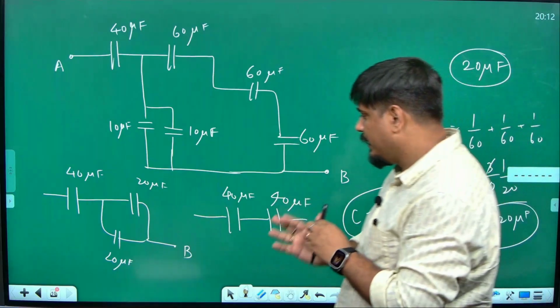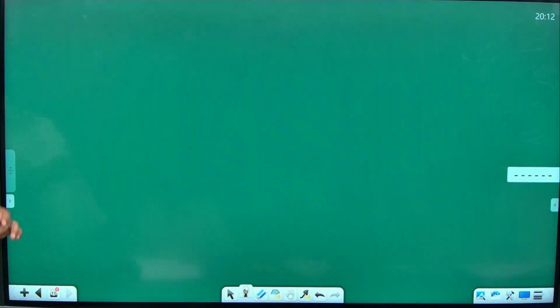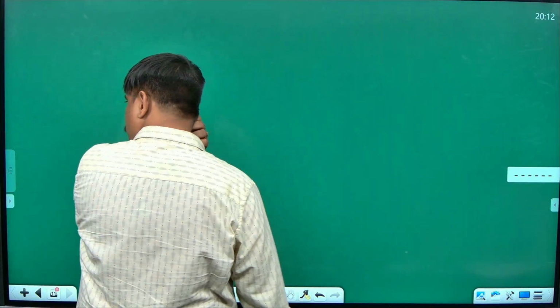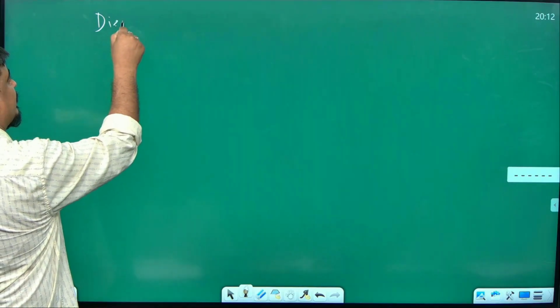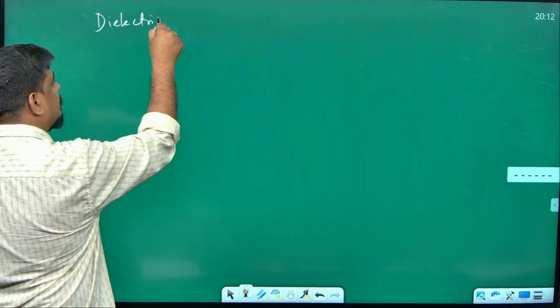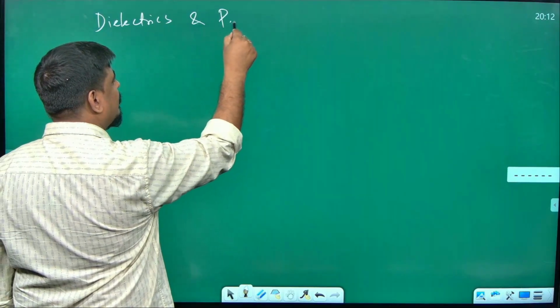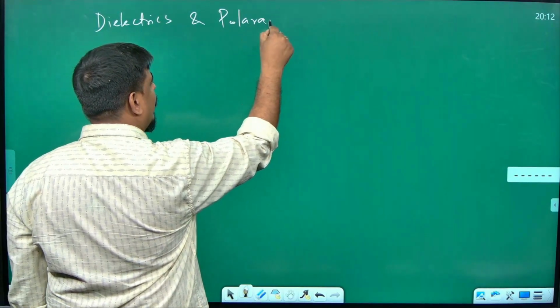Okay. Then give the heading as dielectrics and polarization.